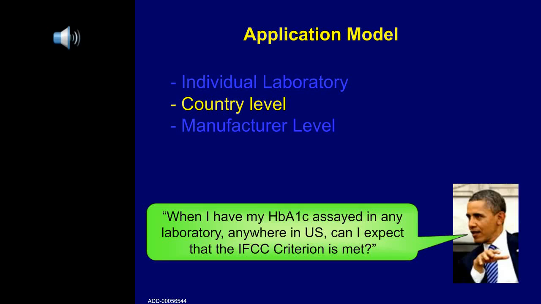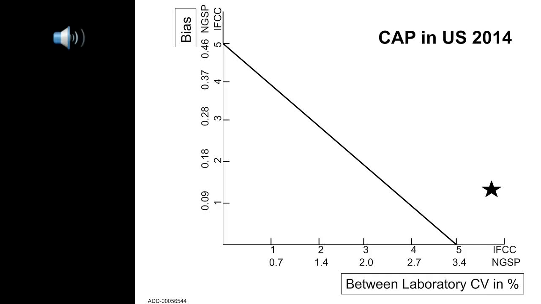Say Barack Obama wants to know and asks, when I have my HbA1c assayed in any laboratory, anywhere in the US, can I expect that the IFCC criterion is met? And you can take that information from the CAP survey. About 3,000 laboratories participate in it, and you can plot the bias, the mean of all those laboratories in the US, and you can also plot the between laboratory CV in the US of all those 3,000 laboratories.